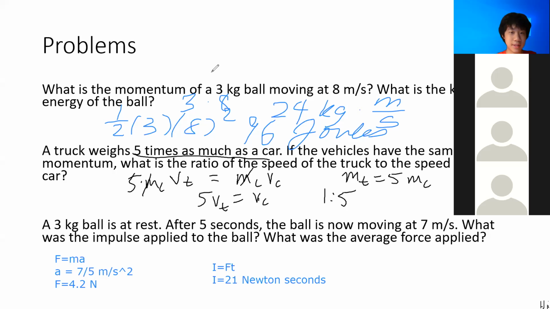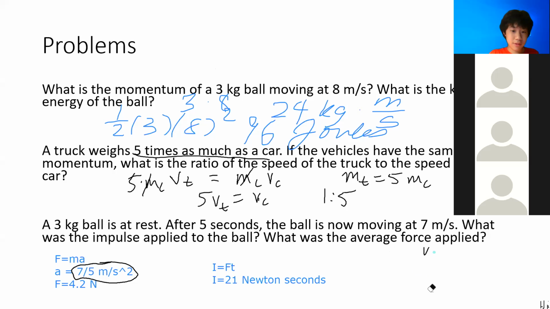Yep, that's correct. So what Tyler did here was he first found the force by F equals ma. He found the acceleration to be 7 over 5. So what he used here was actually the kinematic equation, a equals change in v over time. So the ball went from rest to 7 meters a second, so the acceleration would be 7 over 5, right? So that's how he did his problem.